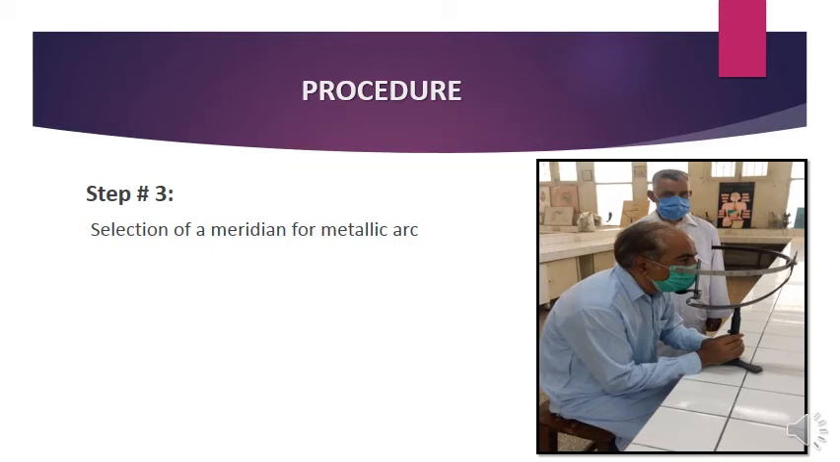The third step will be selection of a meridian for the metallic arc. In this guidance, I will start with the right eye first, and then the meridian I will select is the one in horizontal position for the temporal half of the right eye.